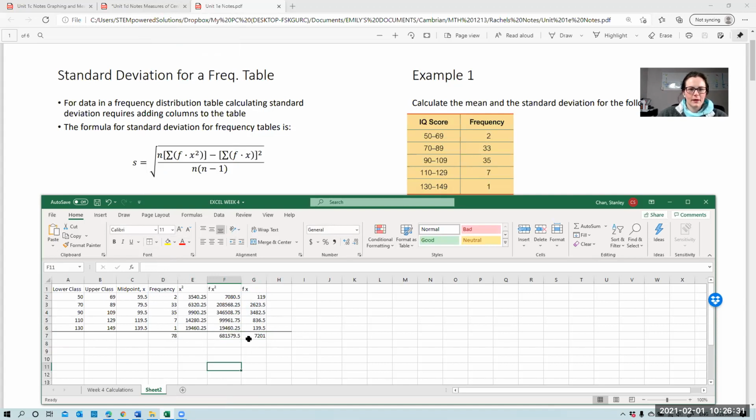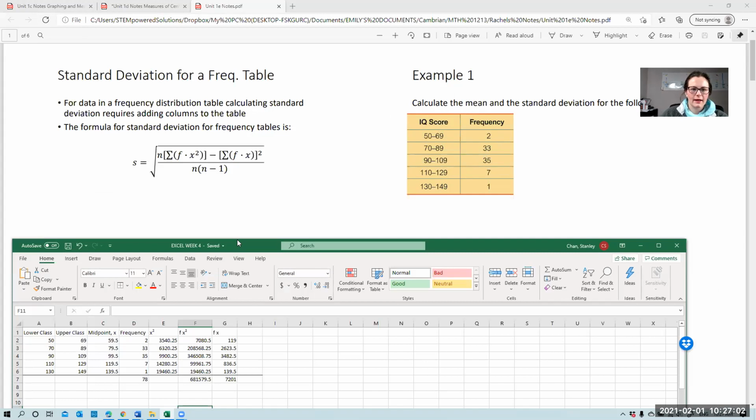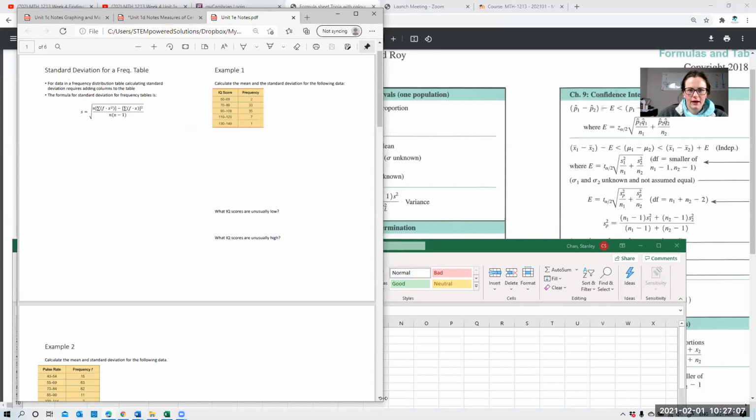Now I have all the information I need to complete this formula to calculate the standard deviation of this table. We were calculating the mean of this table earlier in one of the earlier notes, and we will be calculating the mean and the standard deviation of tabled data. But now we're just going to focus on how to calculate the standard deviation.